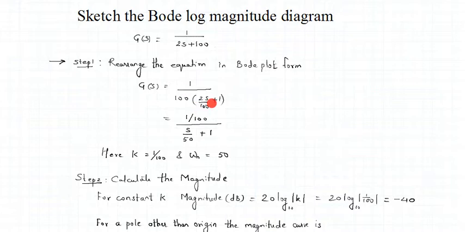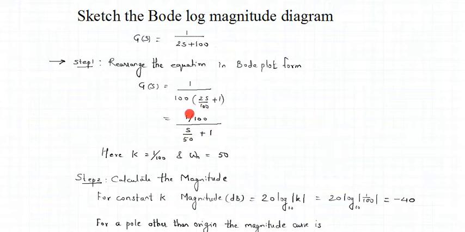We'll try to rearrange the equation and get it in a form compatible for doing the Bode plot. So first thing we do is we take 100 common from the denominator. That gives the term 2s by 100 plus 1. We'll put this 100 in the numerator, which becomes 1 by 100 in the numerator, and what we get in the denominator is s by 50 plus 1. So with this arrangement, we have obtained the desired form of s by omega n.